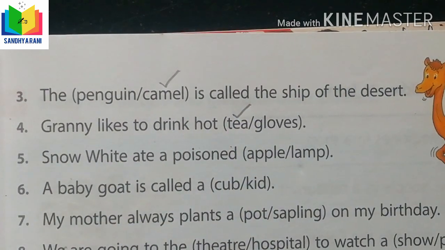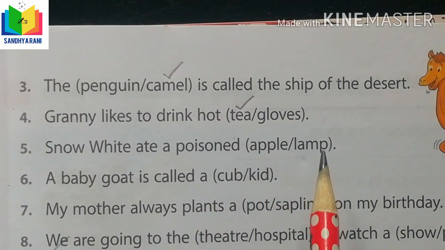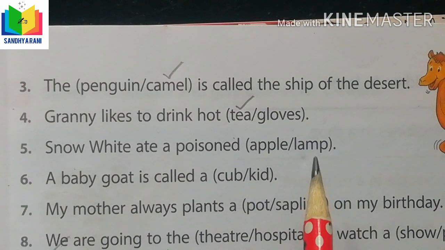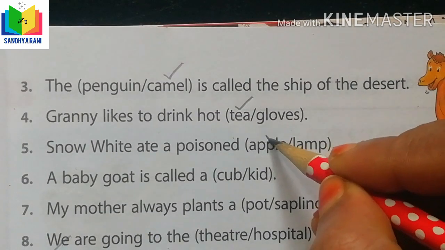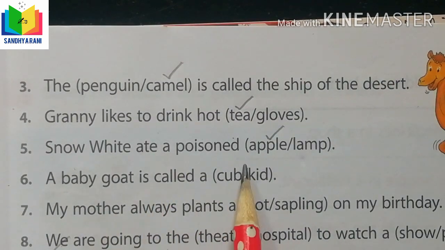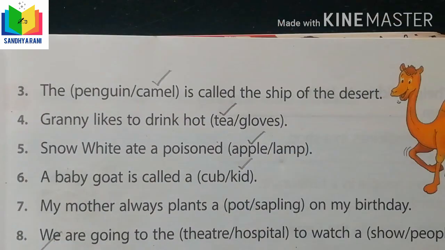Let us check the fifth one. Snow White ate a poisoned apple or lamp. Can you eat any lamp here? Never. So we have to choose apple. See here, Snow White ate a poisoned apple. Let us check the sixth one. A baby goat is called a cub or kid. Tell me children. Cub or kid? A baby goat is always called a kid. So we have to choose kid.